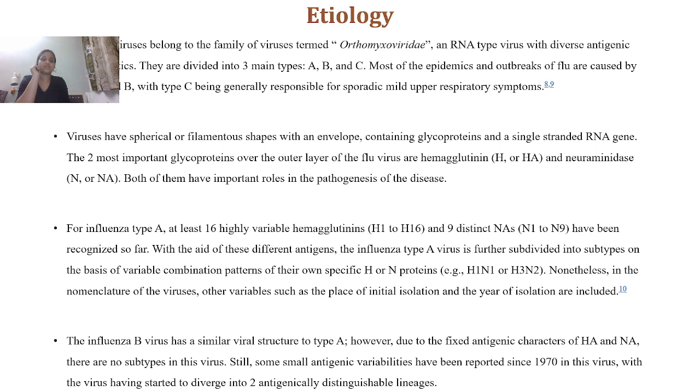Influenza B also has a similar structure to type A, but due to fixed antigenic characters of HA and NA, there are no subtypes in the virus, because in influenza B only one subtype is there, and there are not HA and NA subtypes. So it cannot be divided. This influenza B is also kind of mild compared to A. Still, in 1970 some small antigenic variability was seen with the virus, and it was seen that they have divided into two antigenically distinguishable lineages.